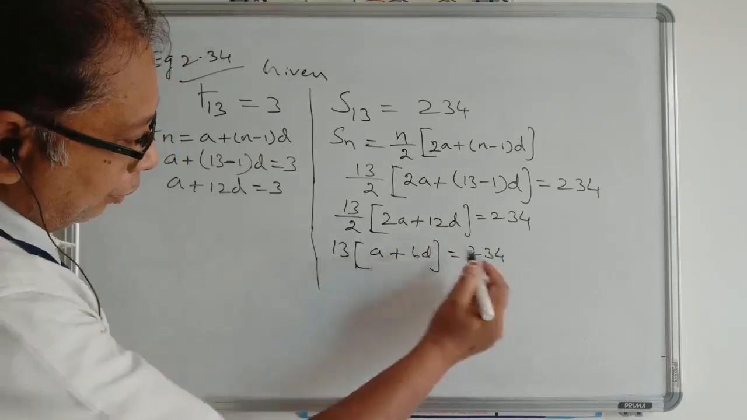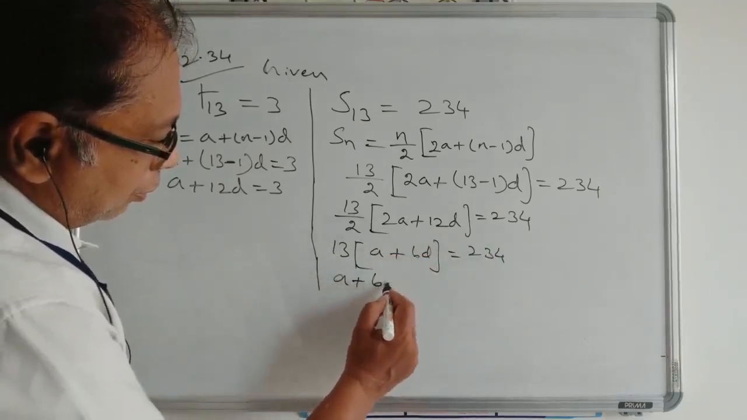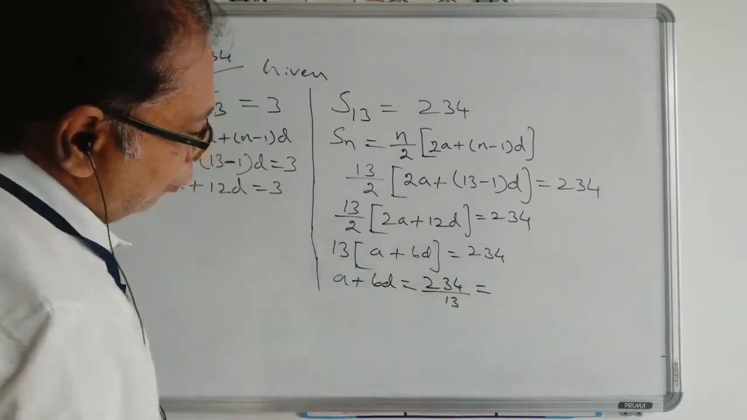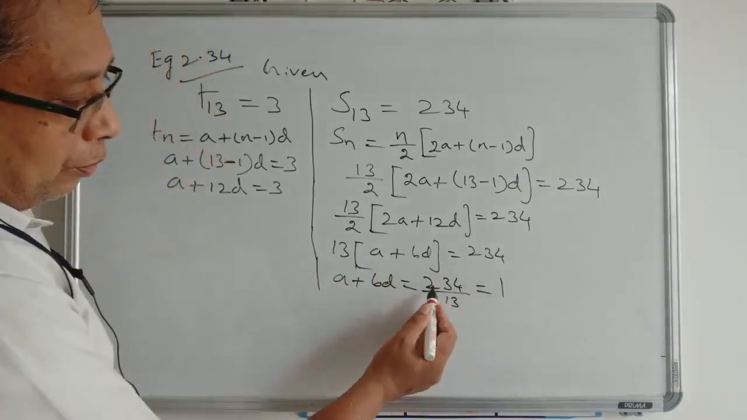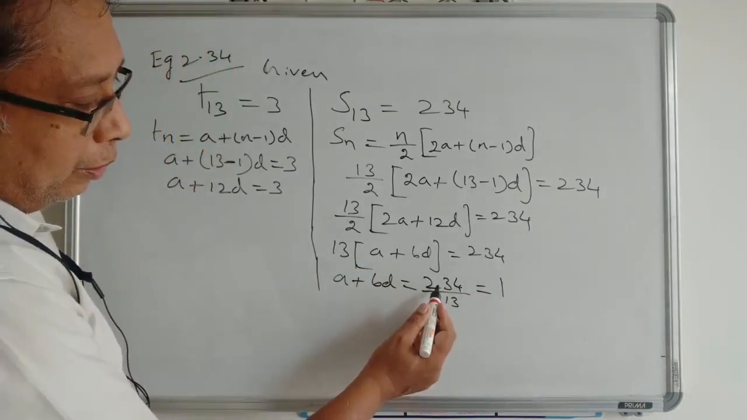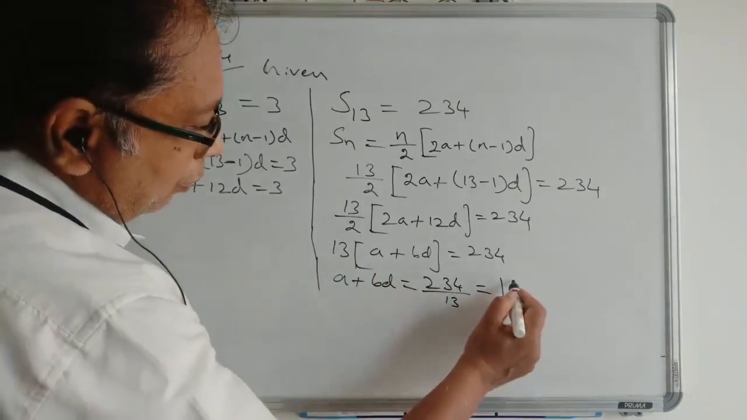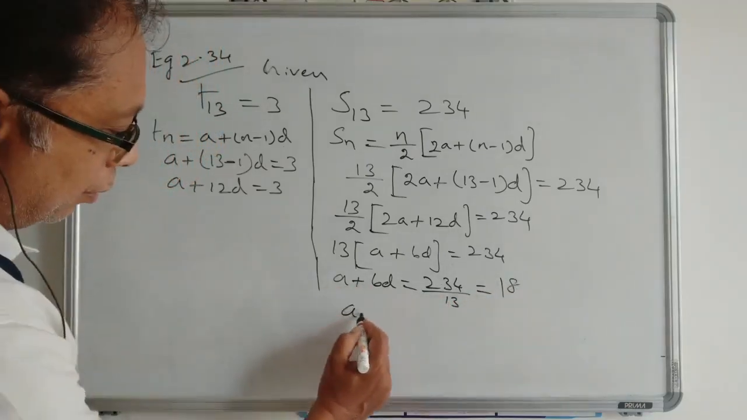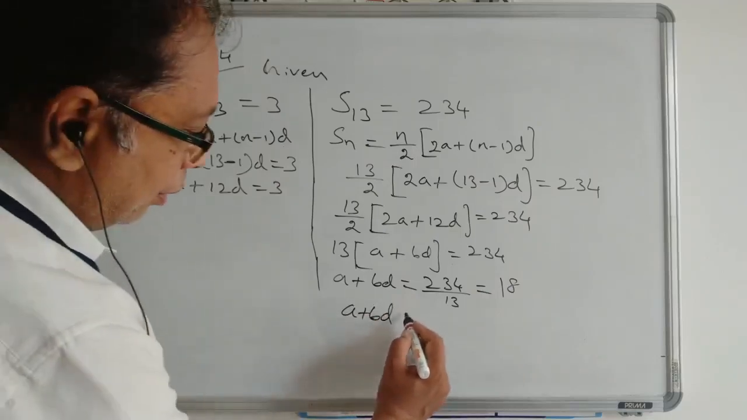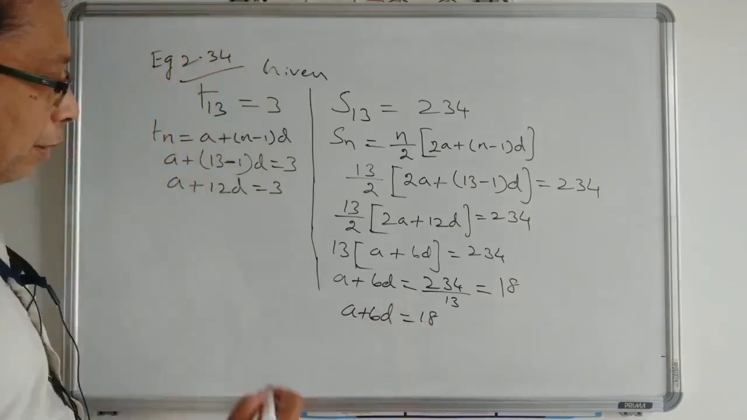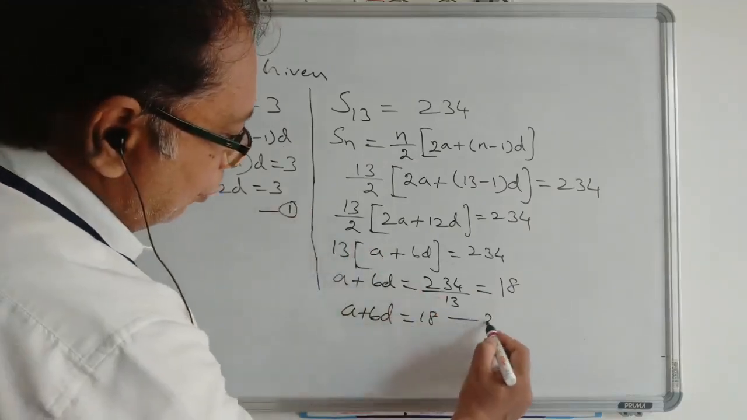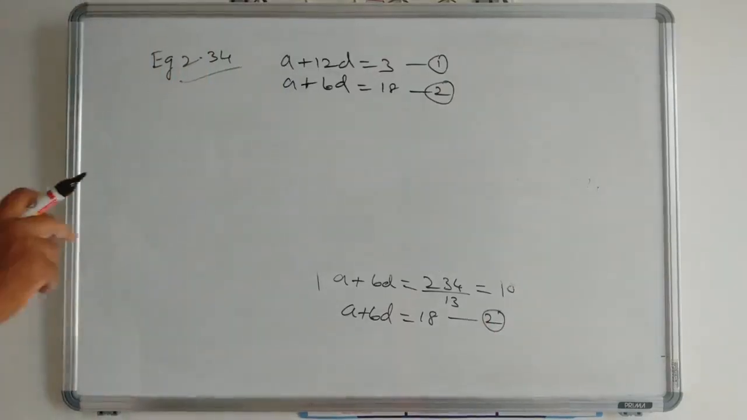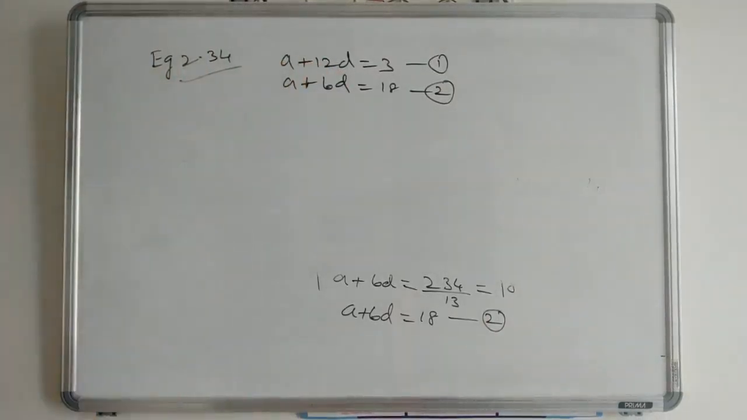Therefore a plus 6d equals 234 divided by 13. 13 into 10 remainder, therefore 104, 8 times, 8 13s are 104. Therefore a plus 6d equals 18. That one is the first equation, this one is the second equation. We write the first equation and the second equation.